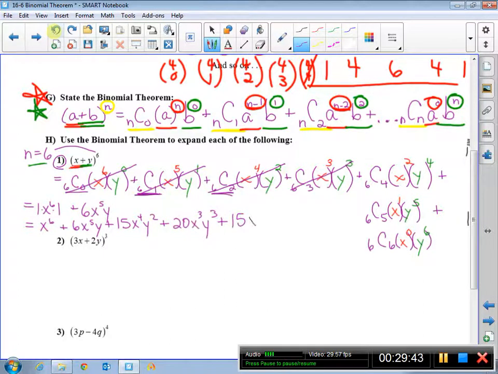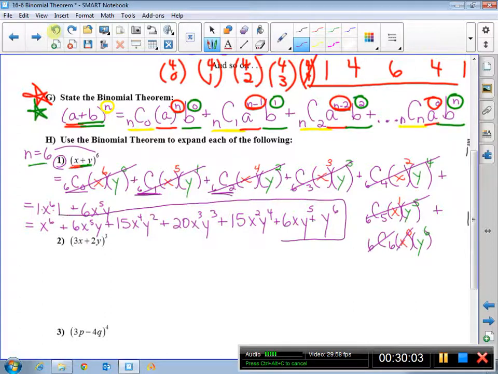6 choose 4. 15. x squared, y to the 4th. Done. Can I squeeze them all in? Plus 6. x, y to the 5th. Done. Plus 1. x to the 0, 1, y to the 6th. I can't fit it all in. And there is my expansion of x plus y all to the 6th.